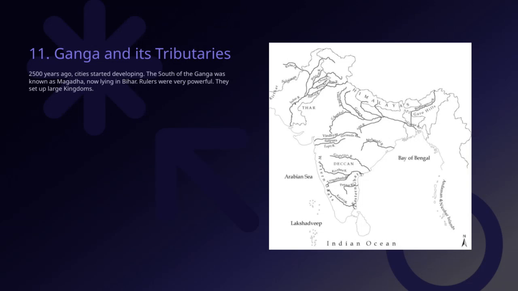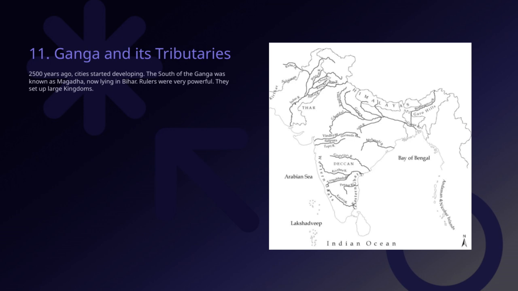About 2,500 years ago, cities really started to develop and grow. In the southern part of the Ganga River, there was a region called Magadha, which is now in the state of Bihar. This area became very important because the rulers there were extremely powerful. They established large kingdoms that controlled vast areas and influenced many aspects of life.